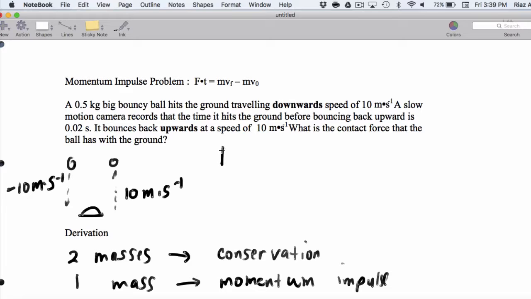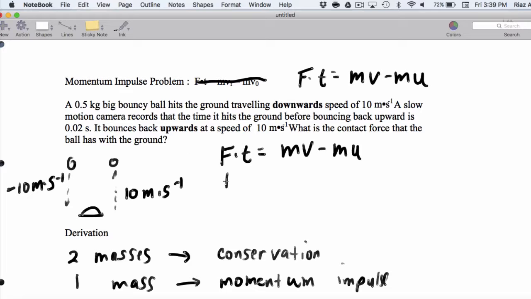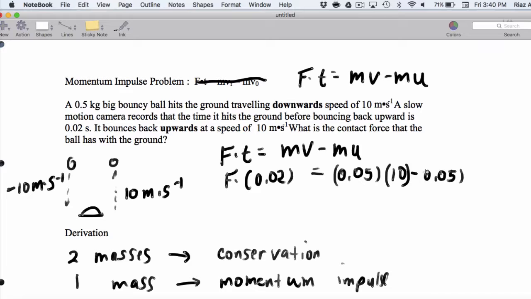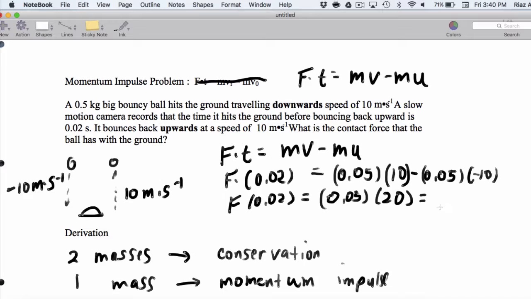Now let's get the contact force with which it hits the ground. We're going to use the impulse momentum theorem. I don't like this phrasing here. I like it written better as, there you go. So we're going to say F times 0.02 is 0.05 times 10 minus 0.05 times negative 10. Continuing, we have F times 0.02 is 0.05 times 20 when you use the distributive property. And that ends up being 1. So when we isolate F, we end up getting 50 newtons of force.